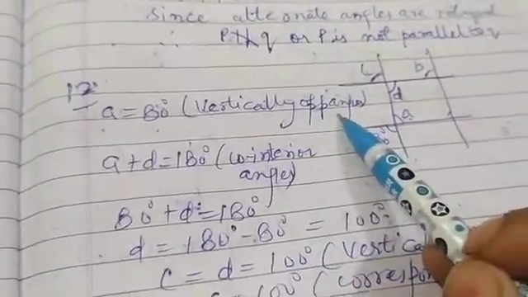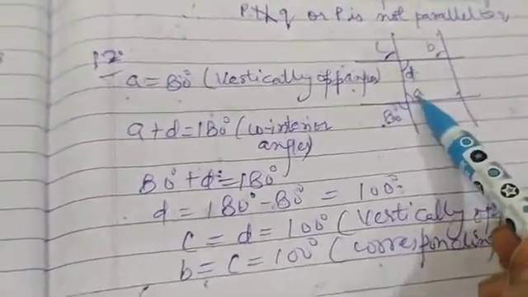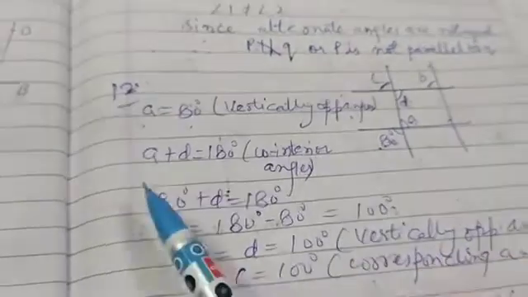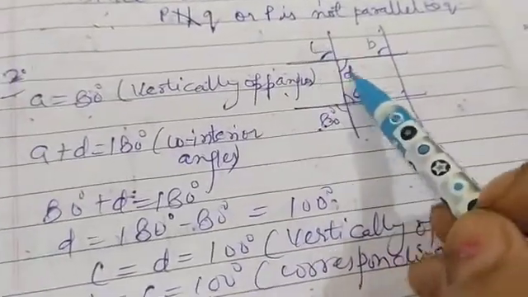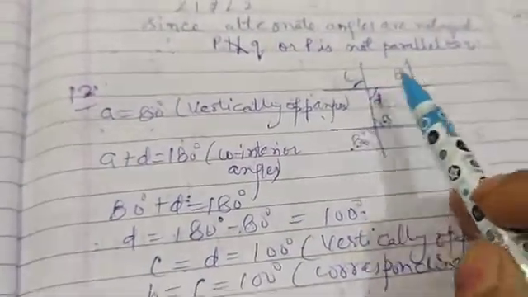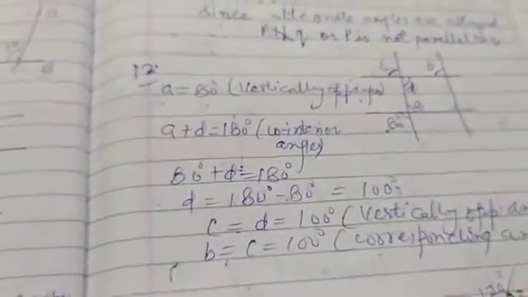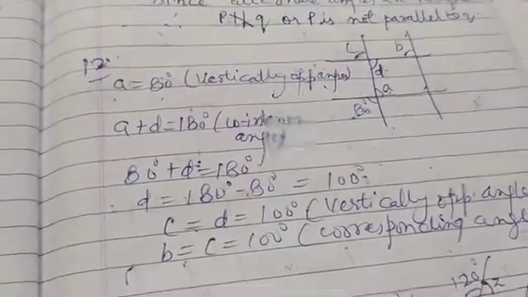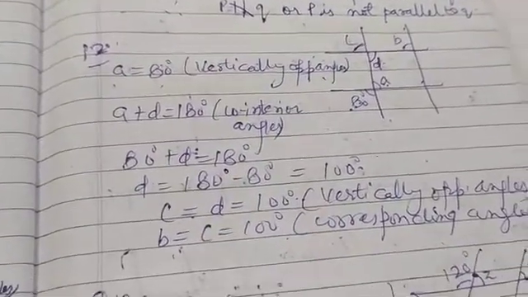Vertically opposite angle. We will suppose that this angle is D. So A plus D are making co-interior angles. So A plus D is 180 degrees. A is 80 degrees, so D will be 180 minus 80, 100 degrees. Now C and D are vertically opposite angles. So C will be 100 degrees. And B and C are corresponding angles. So B is equal to C is equal to 100, corresponding angles. So in this way A is 80, C is 100, B is 100.